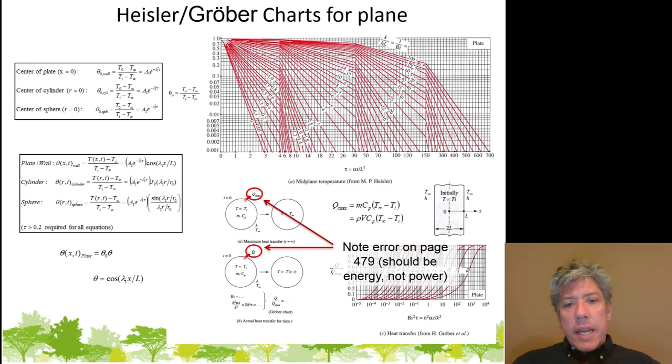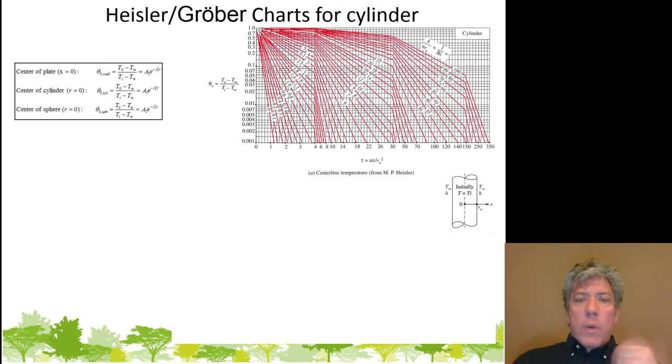Now, there is an error on page 479 that has this figure. He put dots above it. I don't know how, I don't know why, but it should be energy, it should not be power, so make sure you make that correction. Now, what about for a cylinder? Well, there's a separate chart for cylinders.